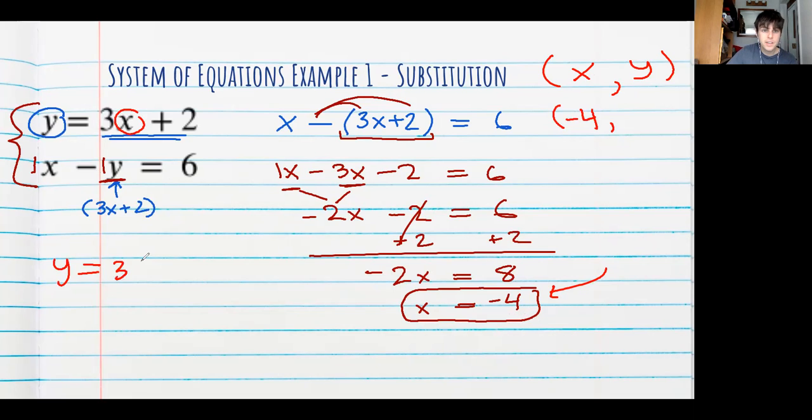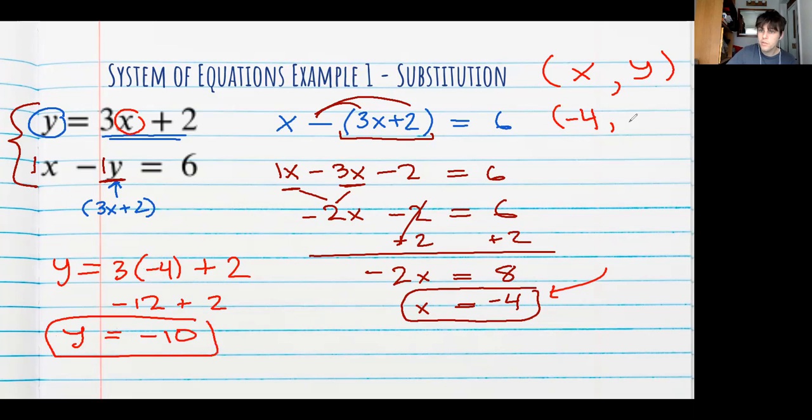So it's going to become 3 times negative 4 plus 2. Right? That used to be an x. Now it's negative 4. This just becomes more or less a calculation for us, right? We're doing 3 times negative 4 is negative 12 plus 2. Negative 12 plus 2 is negative 10. So negative 10. That is our solution for y. We've solved for both variables. And these two lines will intersect each other at this point, negative 4 comma negative 10.